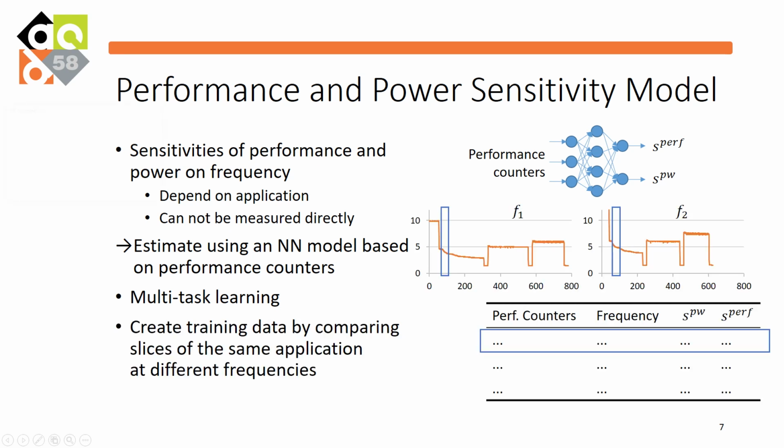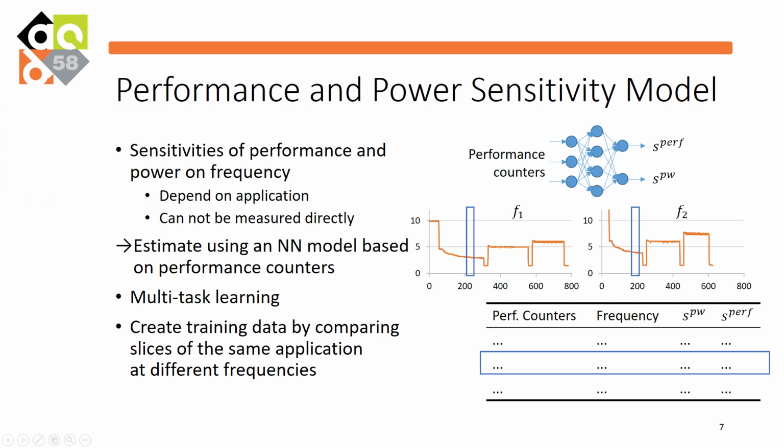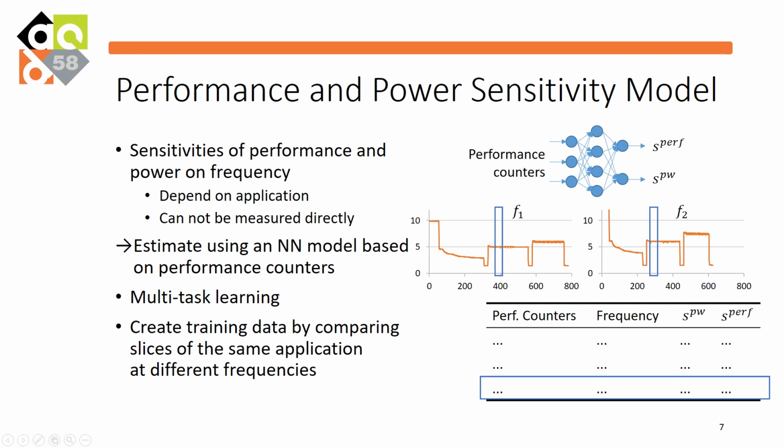To create training data, we execute applications at different frequencies to obtain their traces. To consider that application characteristics, which includes the sensitivities of performance and power, may change over time, we divide these traces into slices and compare performance and power of the same slice at different frequencies.